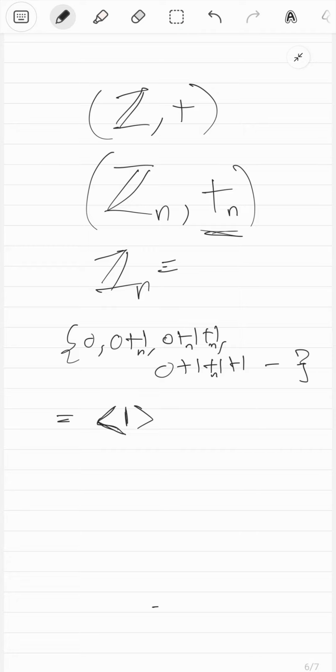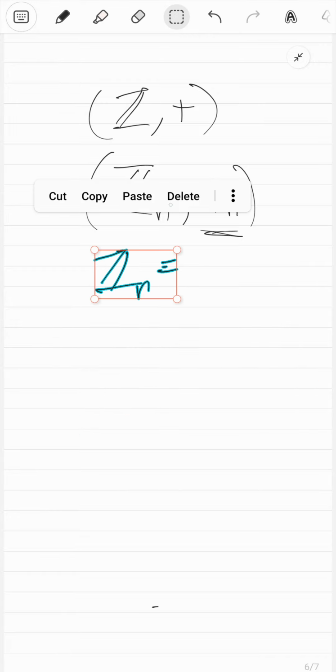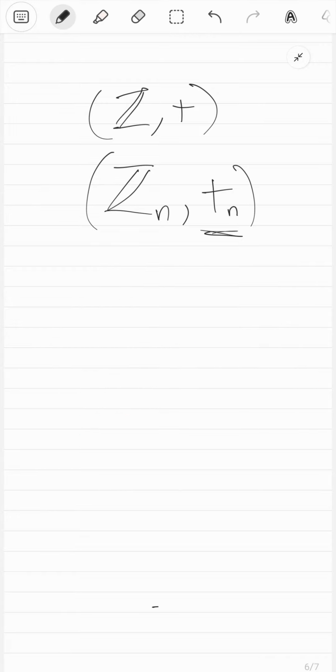Yeah. 0 is the identity, so we don't write that there, but obviously with identity 0 and the element 1 and the operation, you can generate this thing. Okay, so that's Zn. Let's go to this group called the group of units modulo n.